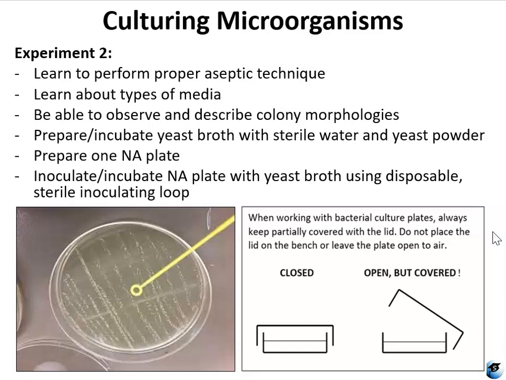Then you're going to prepare a nutrient agar plate, and you're going to use one of the sterile disposable loops to obtain a sample of yeast from your broth culture. Basically, you're just going to dip the sterile loop in the broth. And when you pull the loop out, you should have a loop full of broth that has your yeast cells in it. And you're going to use that loop in order to inoculate your nutrient agar plate.